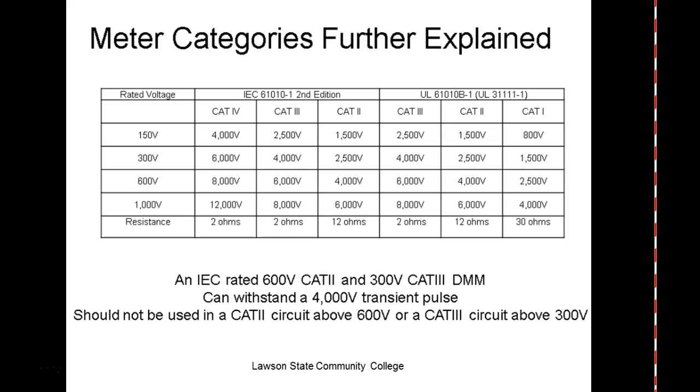Now this does not determine the maximum range on your meter. This is the surge above the maximum range. So if I've got a Cat 4 meter and it's got a range of 2,000 volts, then it could handle... I'm sorry. If it's got a rating of 1,000 volts, then it could handle a surge up to what? 8,000 volts above 1,000 volts. Right? You understand that? So a Cat 4 meter would cost more, but it would give you more protection.